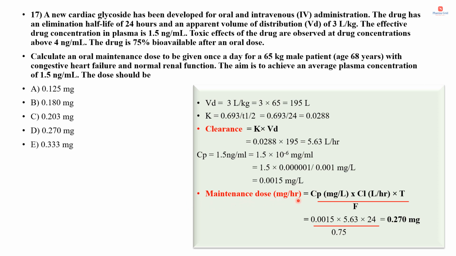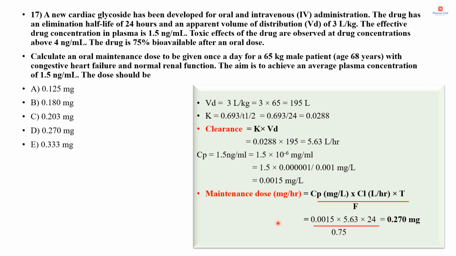Next step, we have got all the values. Next we can substitute what we have got in the maintenance dose equation. So maintenance dose in milligram per hour can be calculated by this equation, that is Cp, the plasma drug concentration in milligram per liter, multiplied by clearance in liter per hour, multiplied by the time interval, divided by F. F is the bioavailability or bioavailable fraction. So here the drug is 75% bioavailable. So what will be the F value? 75 divided by 100, that is equal to 0.75.